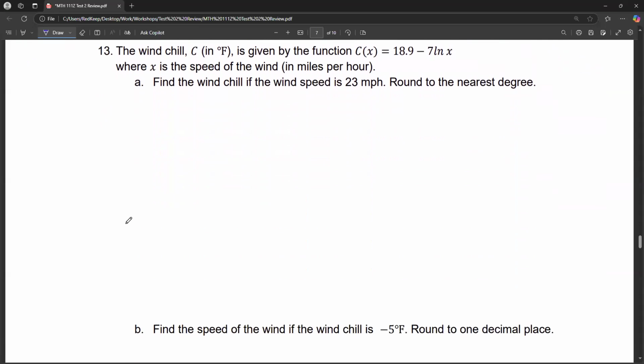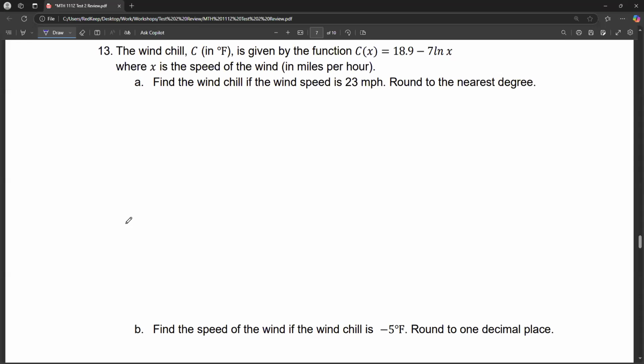Okay, moving on to question 13. Question 13 is talking about wind chill, and it looks like wind chill is a function of wind speed. The wind chill is in degrees Fahrenheit and the speed is in miles per hour. This will be helpful for us to remember.